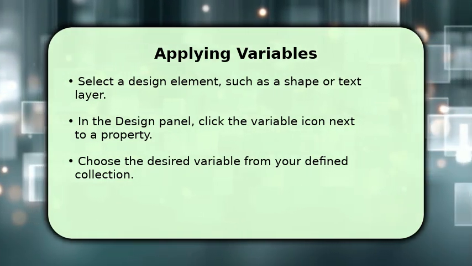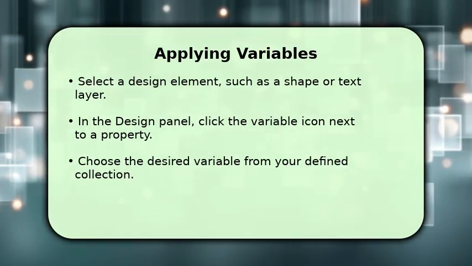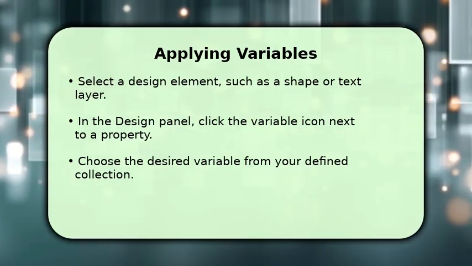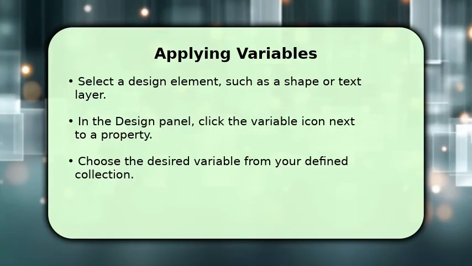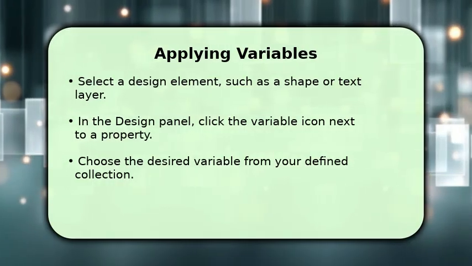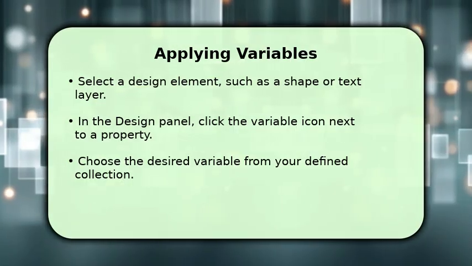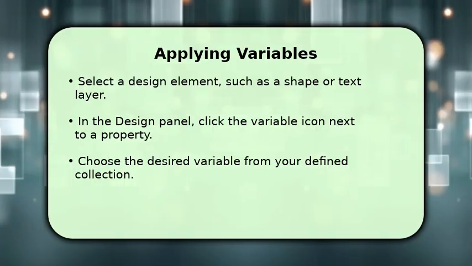Select any element on your canvas, like a rectangle or a text box. In the Design panel on the right, you will see various properties such as fill, stroke, or spacing. Next to these properties, a small variable icon will appear. Click this icon, and a drop-down menu will show your available variables. Select the one you want to apply, and your element will instantly update.